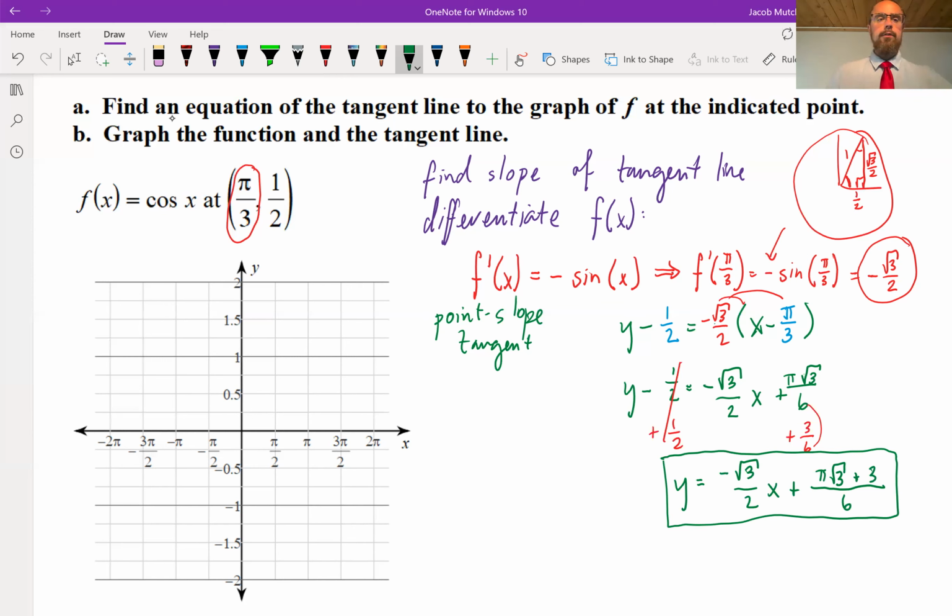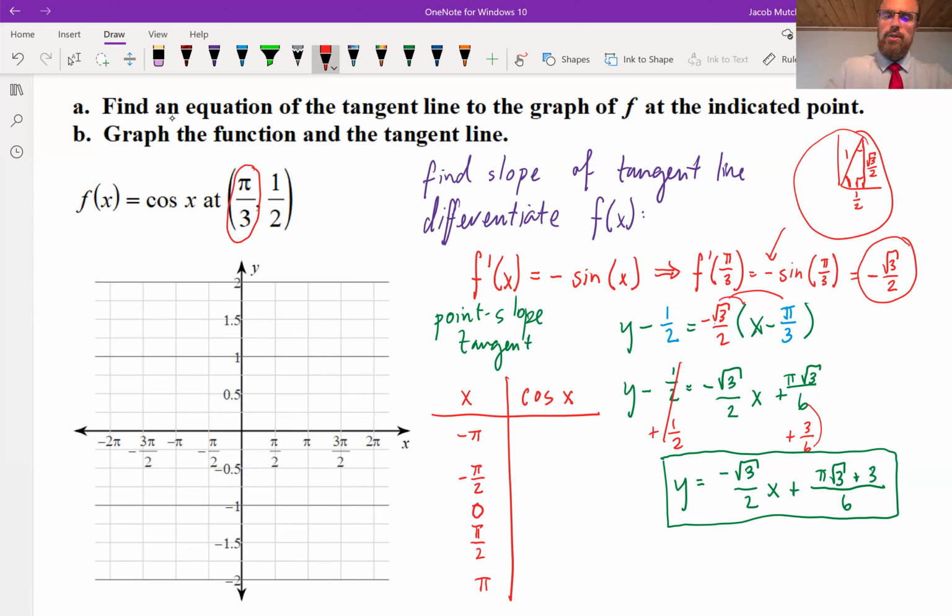But what we want to do first for part B is graph the function itself. So we'll create our table. And for our x values, I'm just going to respond to what I'm seeing here on my coordinate plane. It's all in radians. So I'll put 0 and then negative pi over 2, negative pi, and then we'll go also positive pi over 2, positive pi. We just want to evaluate. So I'm going to start with cosine of negative pi.